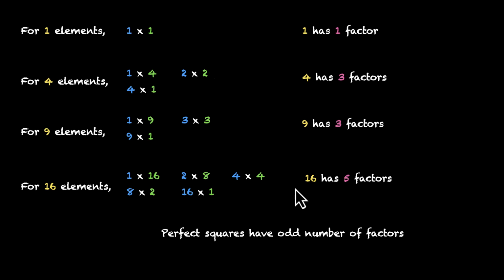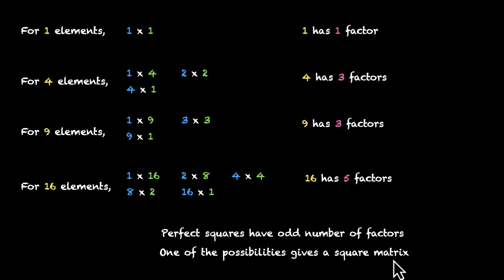Now, one of these possibilities, 1 by 1, here we have 2 by 2, and here we have 3 by 3, here we have 4 by 4. These give us square matrices, and we'll talk about square matrices in a different video. These matrices have an equal number of rows and columns. All right. Now we can apply similar counting methods to figure out the total number of matrices as well.